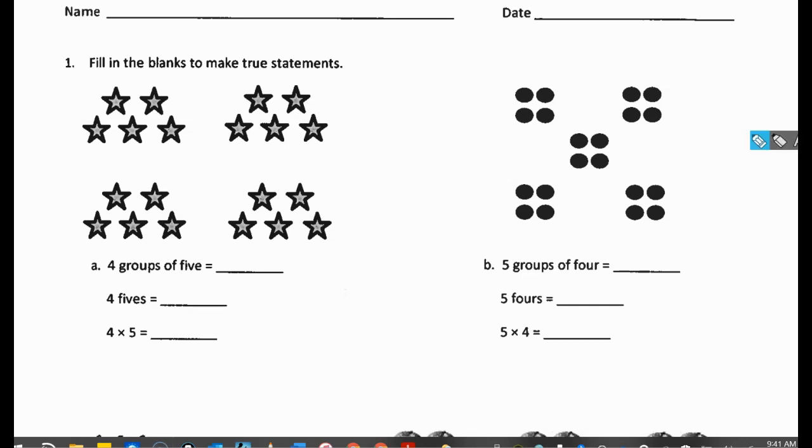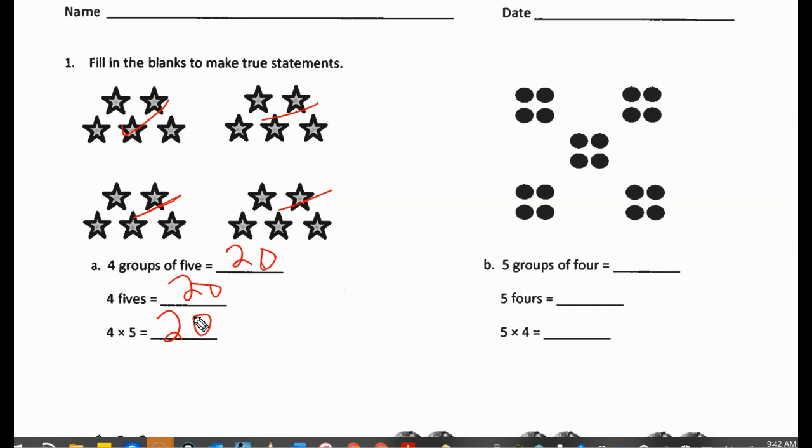Can I just count by 5s? Allison? Yes. What's the answer? 20. Because they can go 5, 10, 15, 20. 4 5s is 20, and 4 times 5 is 20.